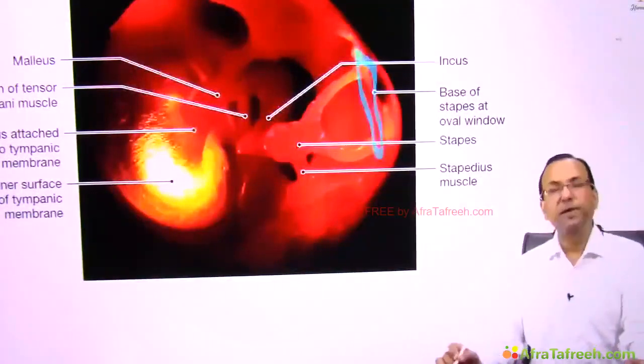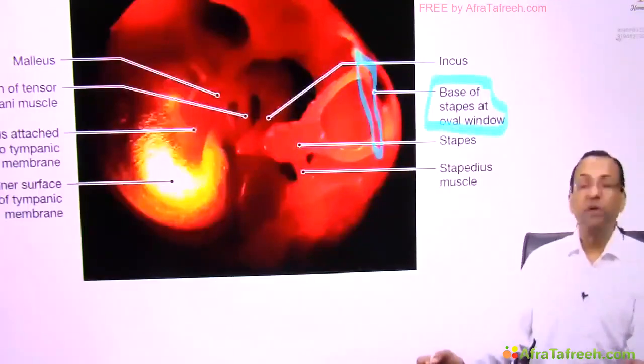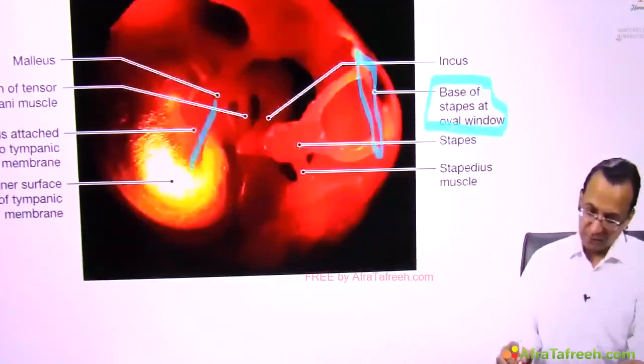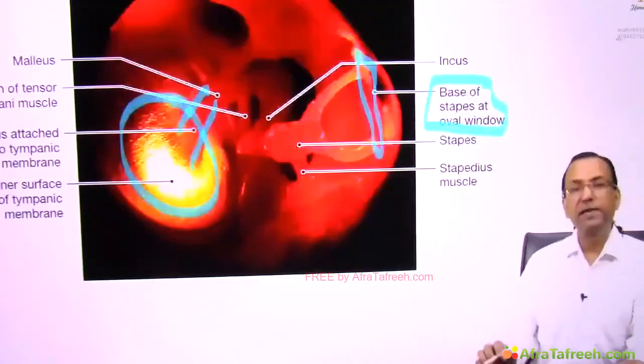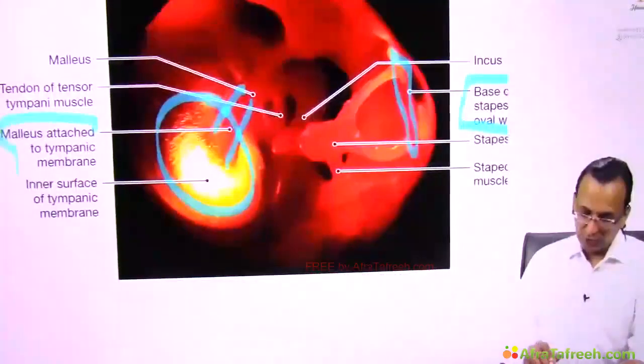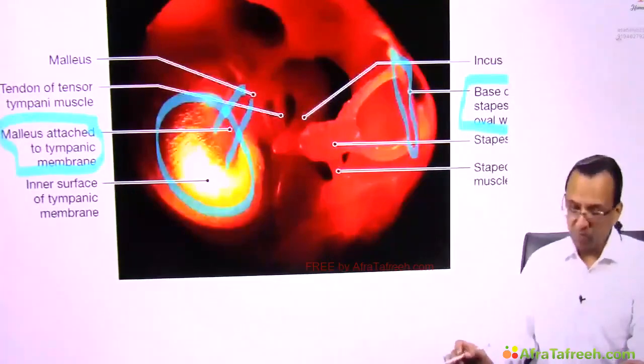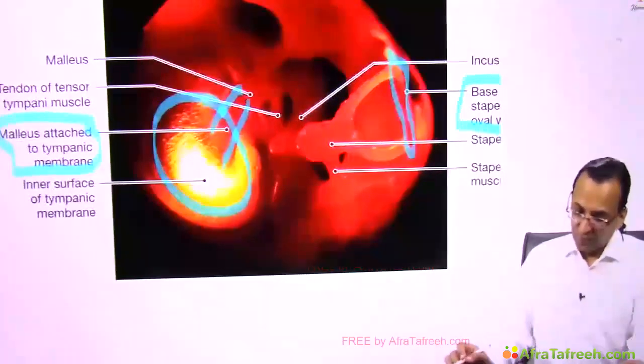And what is the stapes footplate doing? What do you think it is doing? Attaching to the oval window, medial wall of the middle ear cavity. Yes. What is attaching laterally? You see here, this is the tympanic membrane laterally, and what is attaching to that is the malleus. So malleus attaching to tympanic membrane laterally, lateral wall of the middle ear cavity. Yes. Okay. What else do you want to see?